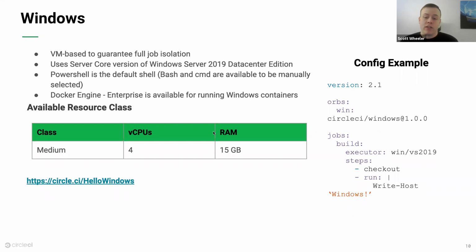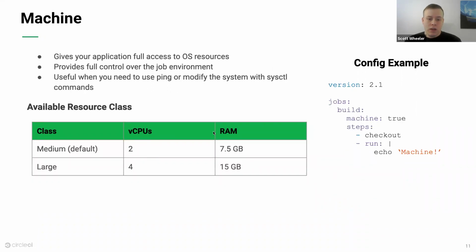The configuration example on the right side will spin up a Windows machine and use PowerShell to write Windows in the build output window. And then more information on the Windows executor is available at circle.ci/hello windows.